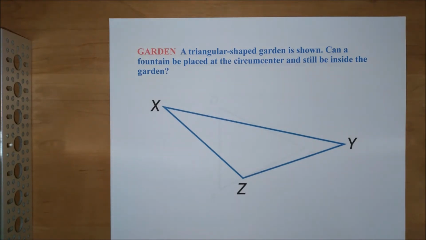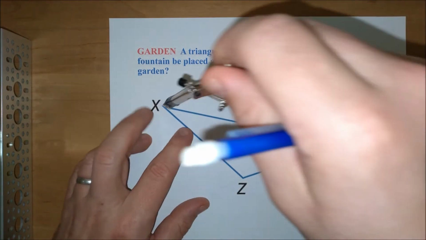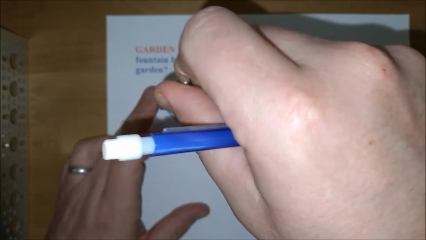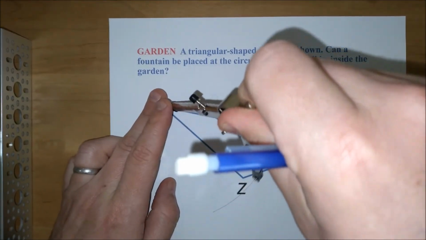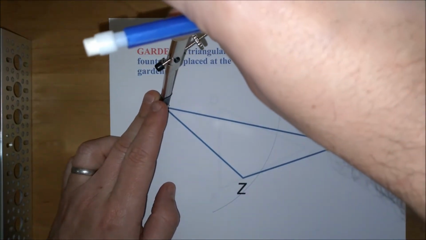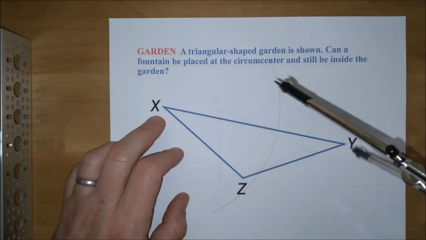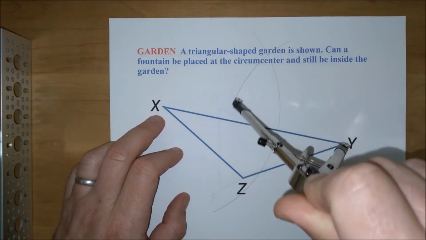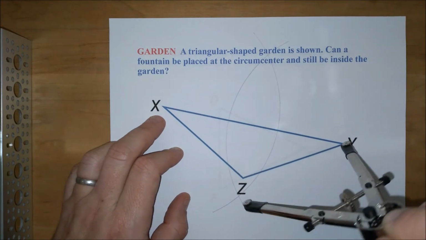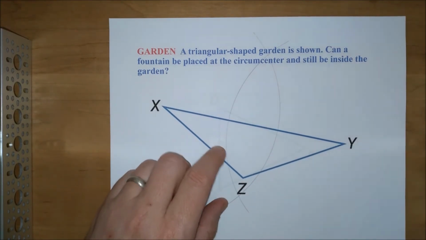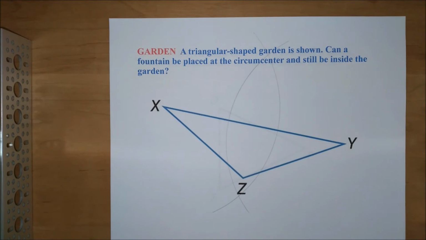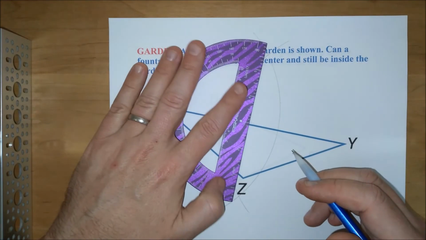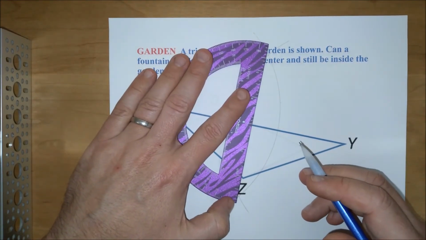Okay, so let's find our circumcenter and then just see, is it going to be inside or outside? And there's a couple different ways you can do this. Let's just construct two perpendicular bisectors. We can construct all three of them if we want. There's two ways to do this. We can do it with our compass, like we learned in chapter 3, or you could do it by finding the midpoint of a side and then using a protractor to establish a 90-degree angle.